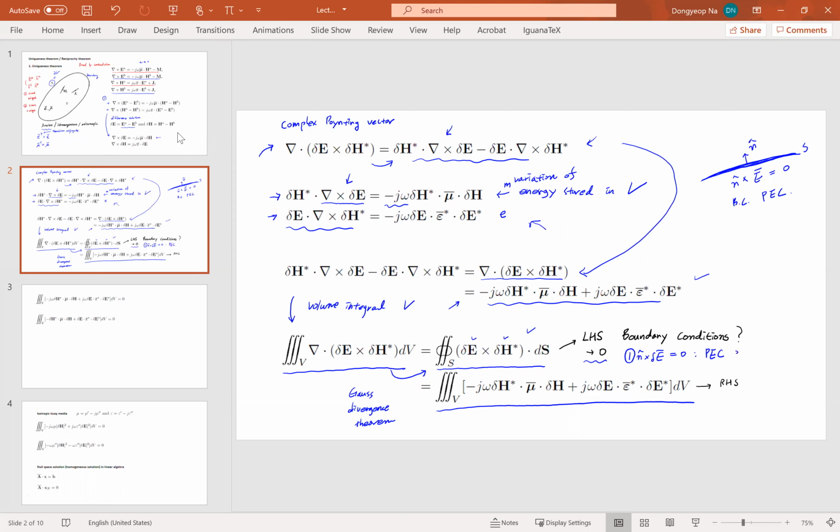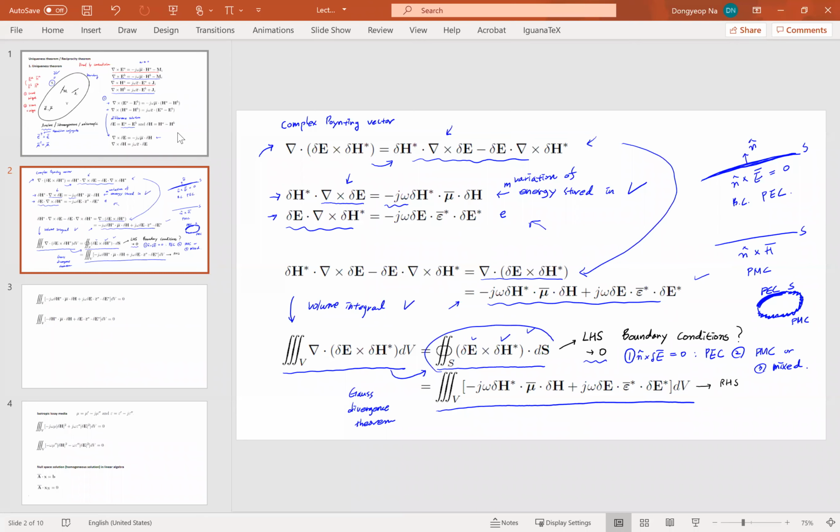Or, in order for this surface integral to be zero, we can make the tangential component of the magnetic field zero. That kind of boundary condition is a perfect magnetic conductor, PMC. So PEC and PMC, or a mixed version of PEC and PMC. I mean, let's say this is the surface of the volume, and part of the surface can be PEC, or part of the surface can be PMC, just the mixed version. Under these three kinds of boundary conditions, this surface integral goes to zero.